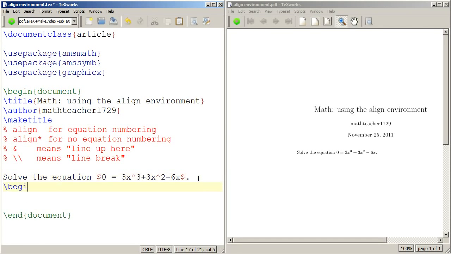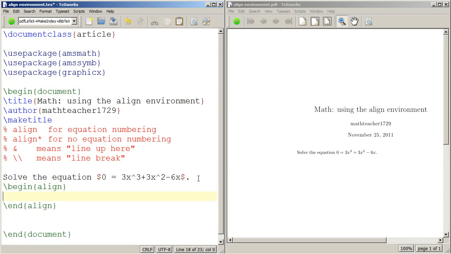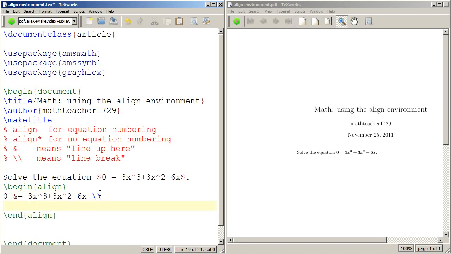So the first thing we do is begin align, end align. Of course, in LaTeX, everything that has a beginning should have an end. And the first thing we'll do is we'll just copy this equation, 0 equals 3x to the third and so on. And we'll put an ampersand right before that equal sign. And again, ampersand means line up here. And we'll put a double backslash after it. That means line break here.